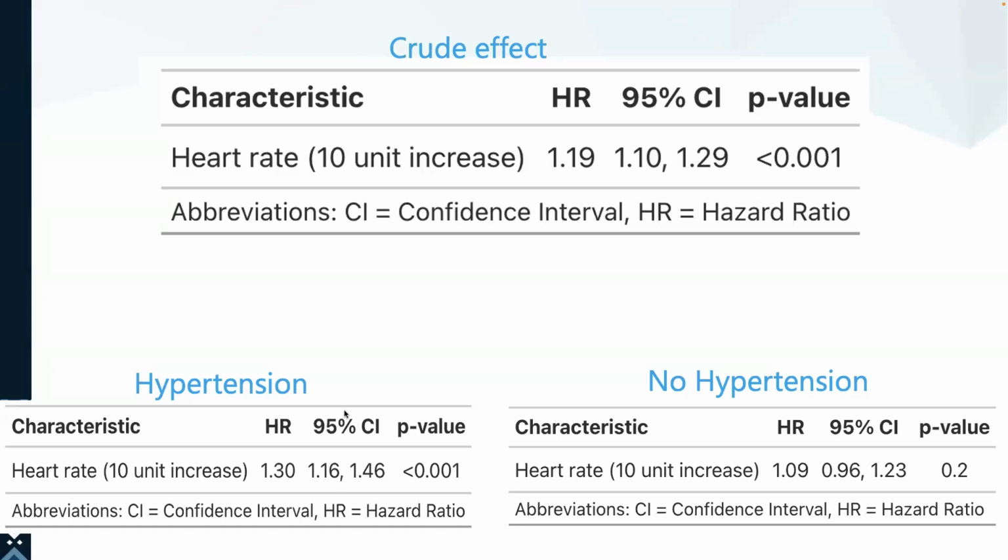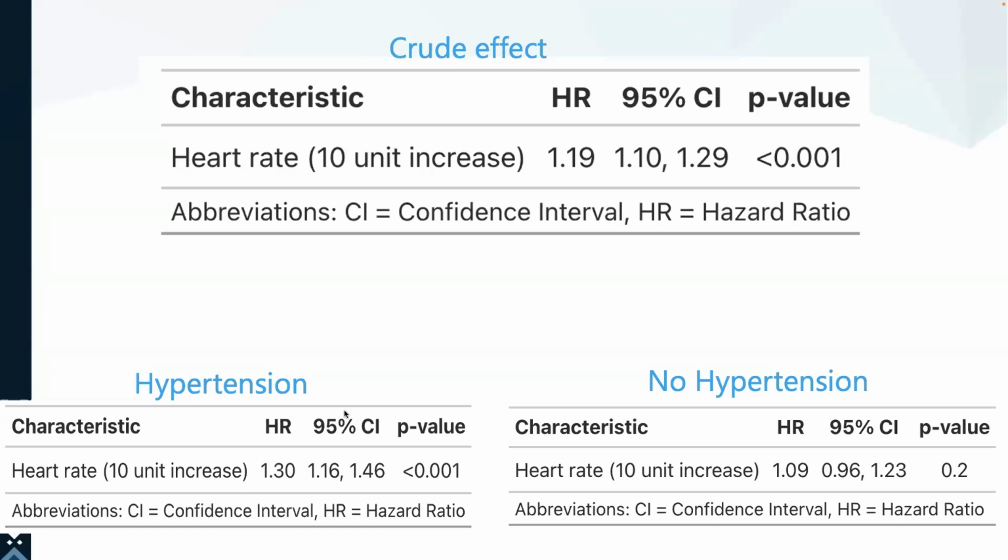But now an interesting thing we found was that when we stratified, or when we looked at this effect on hypertensive and non-hypertensive people, we saw that it was more on people who had hypertension. So people who had hypertension, at every given point in time, had a 30% increase in mortality. But for those without hypertension, a 9% increase in mortality. But of course, the confidence interval here includes one.